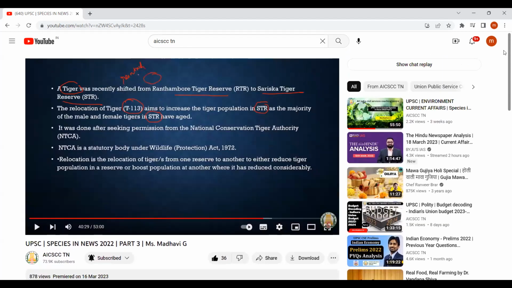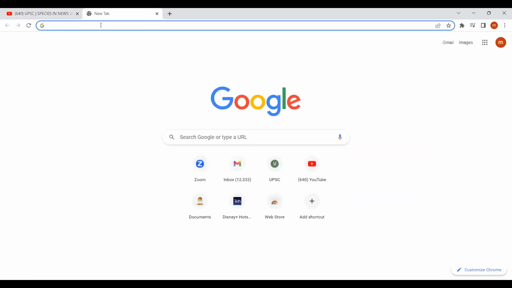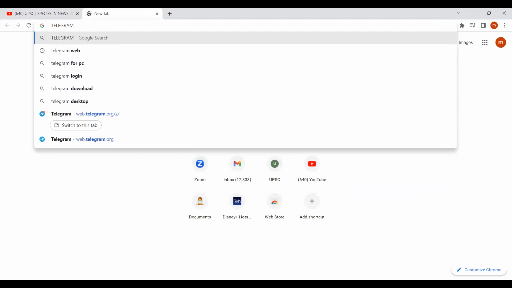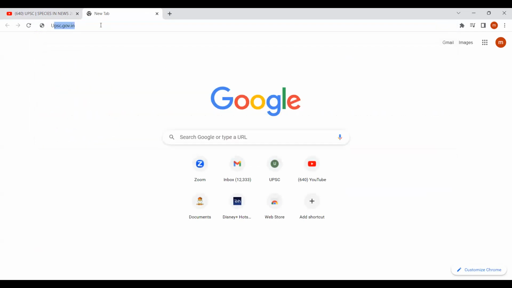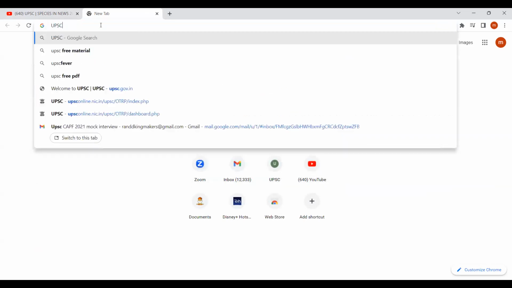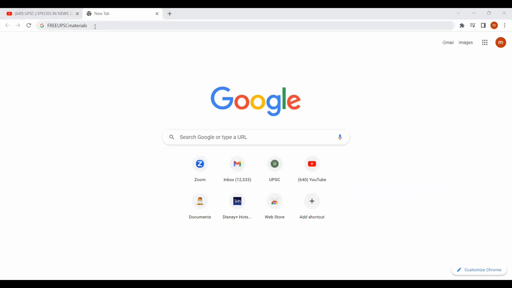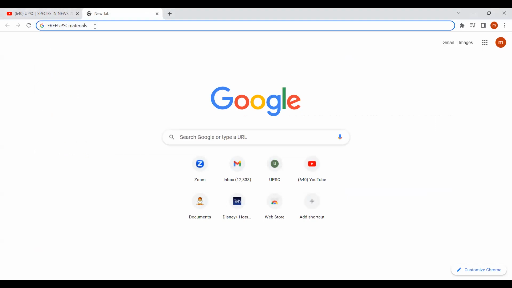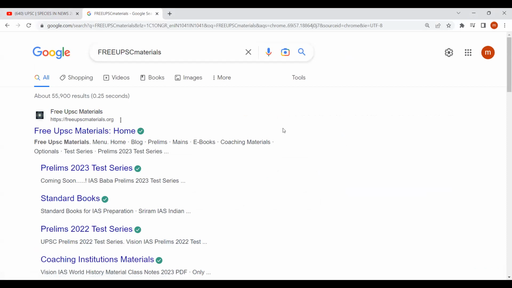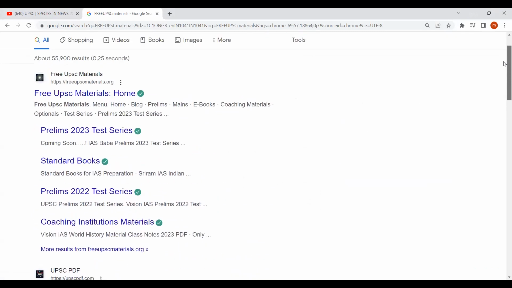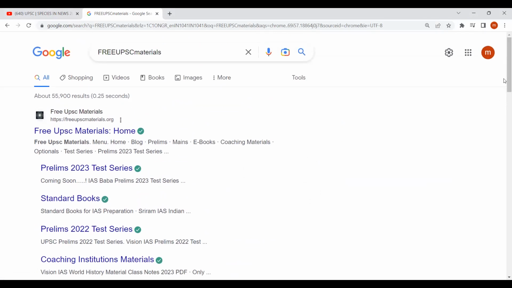And one more piece of information I wanted to share, friends. There are lots of question papers available. If you search for free UPSC materials, you will get some free UPSC materials. In that, if you get some test papers, download them and work them out. All the test papers which are available for 2023 civil services, please download them from the net.